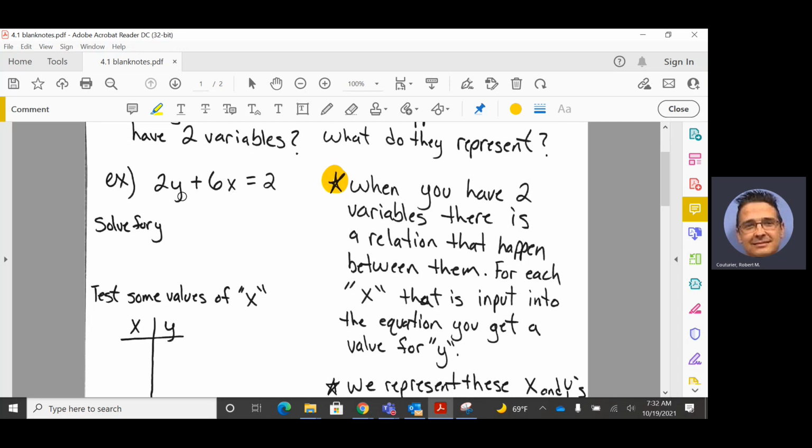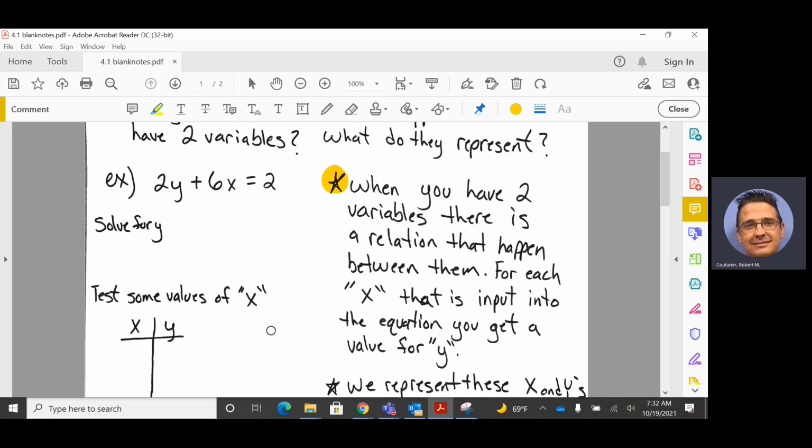You'll see that X and Y are related to them. Certain things have certain meanings. For each X that is inputted into an equation, you get a value of Y. So the X's are our inputs. They are the independent variable. It doesn't matter what they are. You can plug anything in for X. Depending on what you plug in for X will determine what you get out for Y.